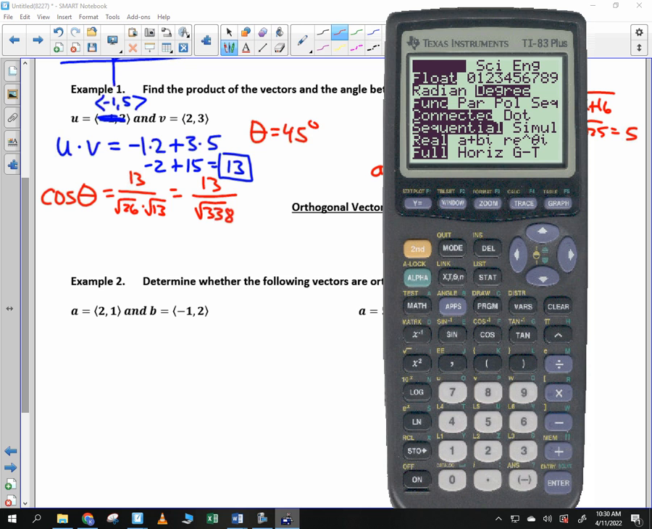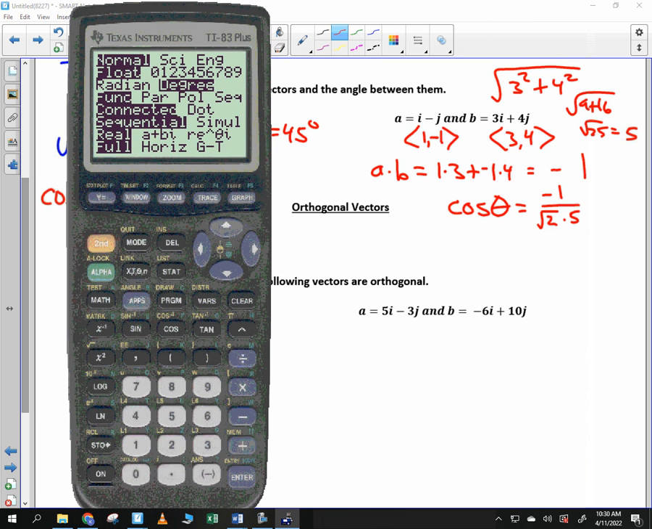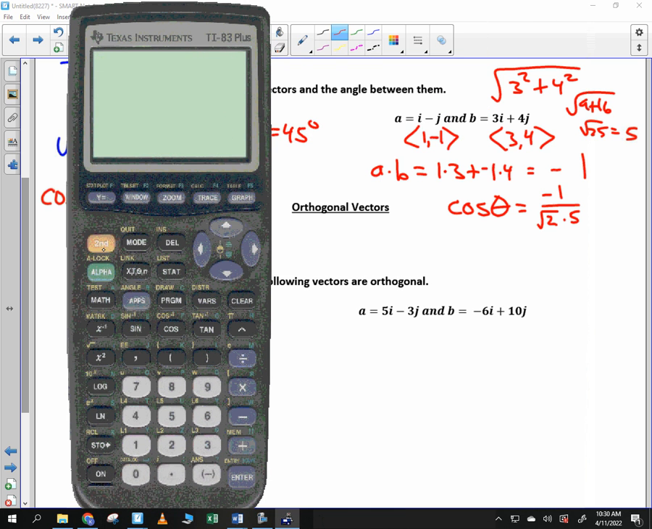So just be careful as you type this into your calculator. I'm going to go cosine inverse, and this is where people make their mistakes on the test. I'm going to go -1. I'm going to divide that by parentheses 5 roots of 2. So notice how I'm just taking the square root of 2, but I'm dividing by both 5 and the root of 2. That's what you have to be careful about on your calculator. Press enter, I get 98.13 degrees.